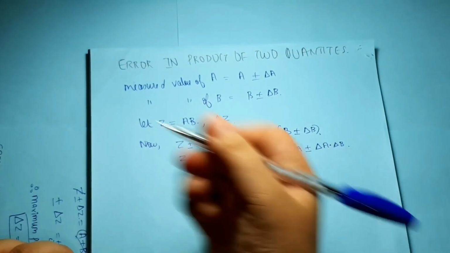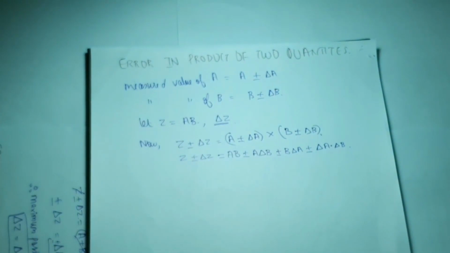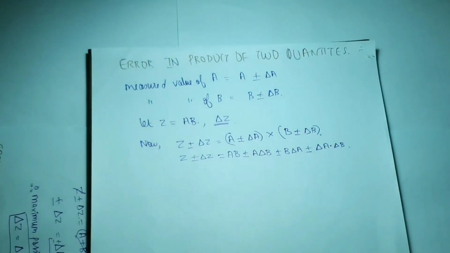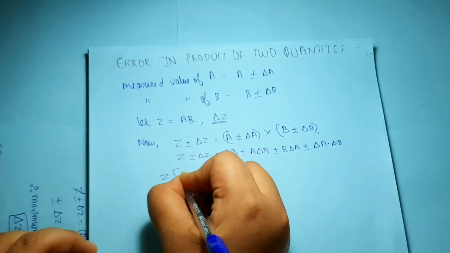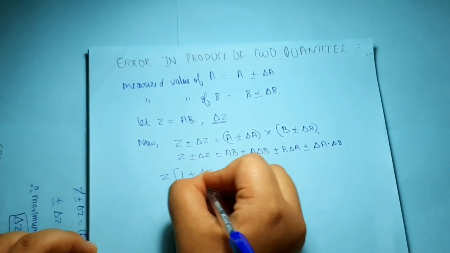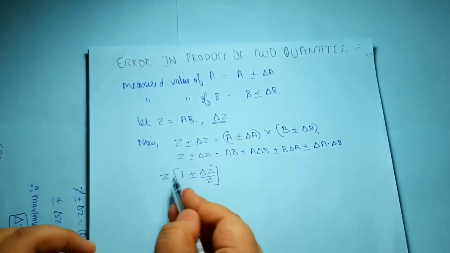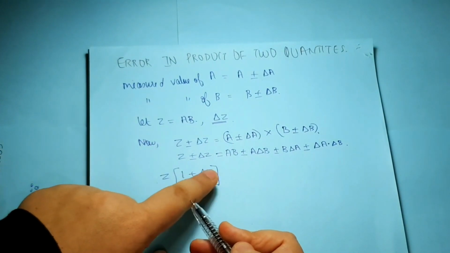So now what next? Now what we can do is we can take out the AB outside. We can move the AB outside. So we can just take out the AB outside. So you can take out Z outside from here, giving us this way. That is, Z taking out outside becomes 1 plus or minus delta Z by Z.